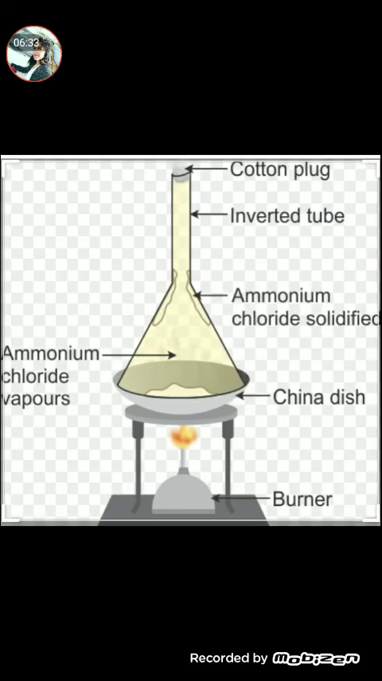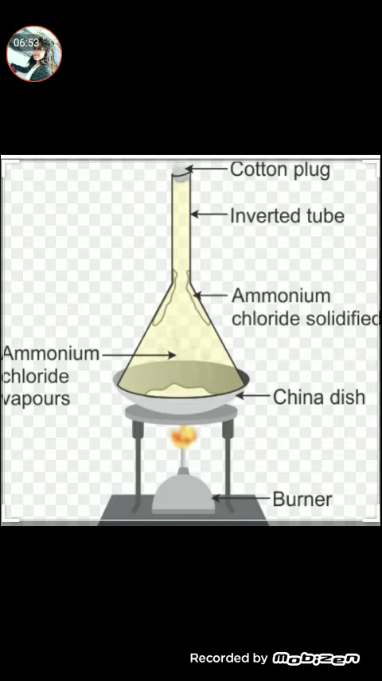Now we will study the activity. What to do in this activity? This is given in our NCERT book at page number 20. So the materials required are a burner, china dish, ammonium chloride and salt. Then we need a funnel. Okay, now let's start.